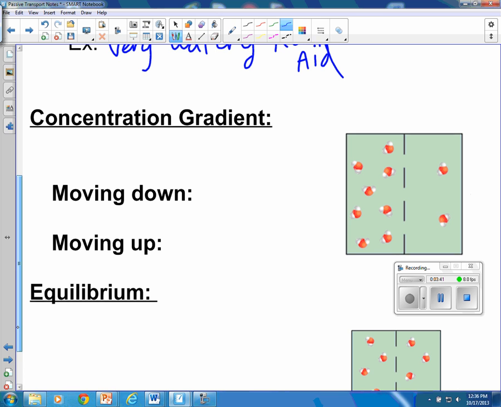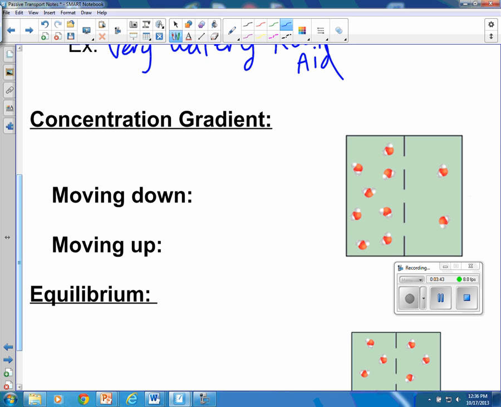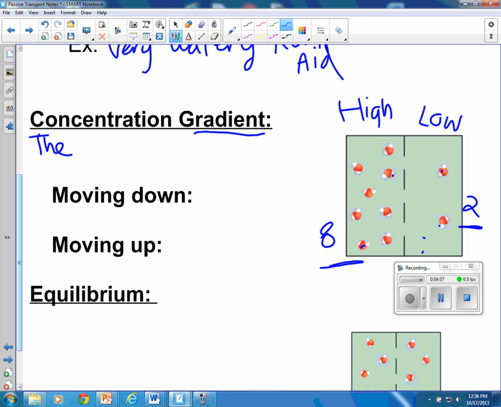So, concentration gradient. You look over here in this picture. There's a high amount of molecules over here, and there's a low amount over here. Here you have 1, 2 molecules. Here you have 1, 2, 3, up to 8 molecules. You have more on the left side than the right side. And this is a concentration gradient, because a concentration gradient is when you have different concentrations in one solution.